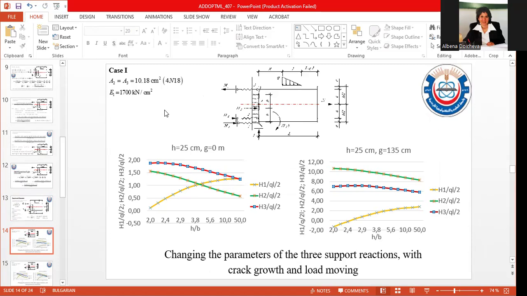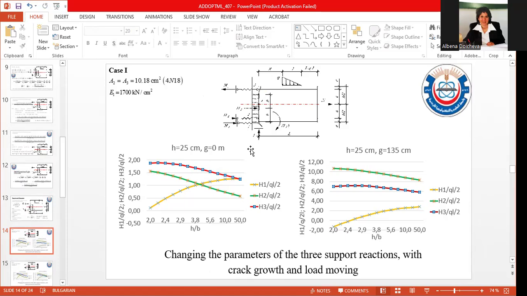On case 1, we have 2 graphs. In the first, the position of the load is close to the face of the column, J is equal to 0 centimeters. It is interesting that in this position, H3 is bigger than H2. Usually, it is not actually exact.